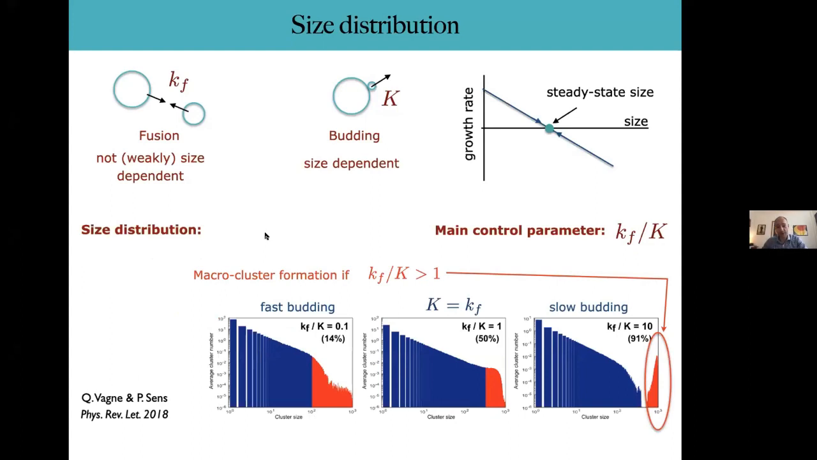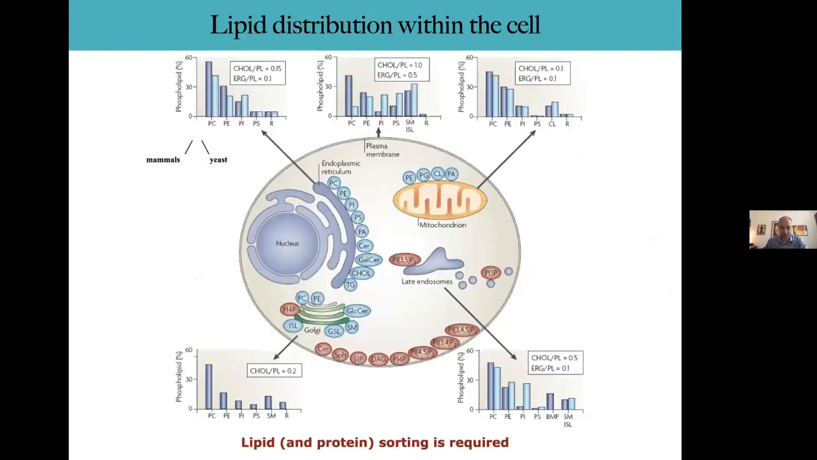And there could be a particular situation also where, since I have a limited number of things in my system, this is a finite system, if the fusion rate is larger than the budding rate in this particular case, I still end up with macrophase separation, which means that I still end up with one big compartment. Okay, so in this case, the main control parameter is the fusion rate over the budding rate. And this is what will control the state of the system.